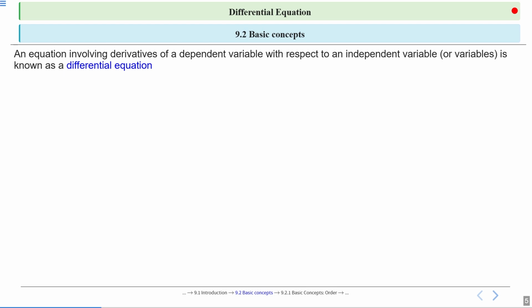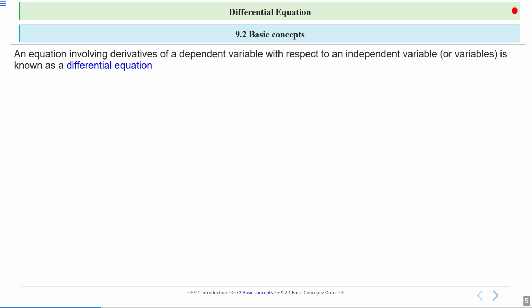An equation involving derivatives of a dependent variable with respect to an independent variable is known as a differential equation. So any equation in which there is a term involving differentiation, like dy by dx or d2y by dx2, that is a derivative of a dependent variable with respect to an independent variable.